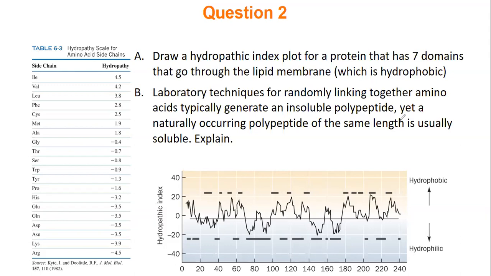There are two ways your protein can be soluble in water inside the cell. One, if it has no nonpolar groups or no hydrophobic groups. If your protein has no hydrophobic groups, it will definitely be soluble in water. If I'm randomly choosing amino acids, the chances of that are like zero. So there will be hydrophobic groups in my protein.